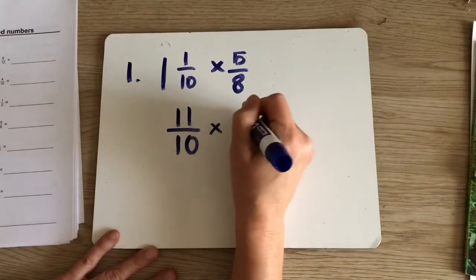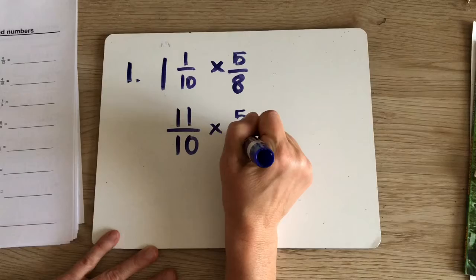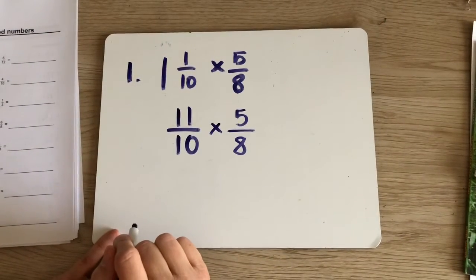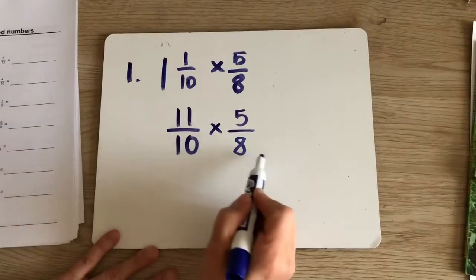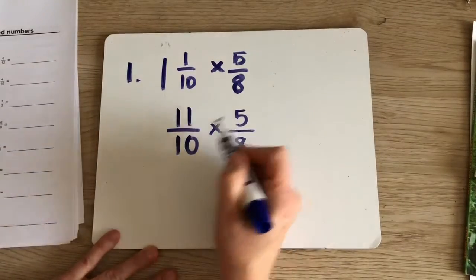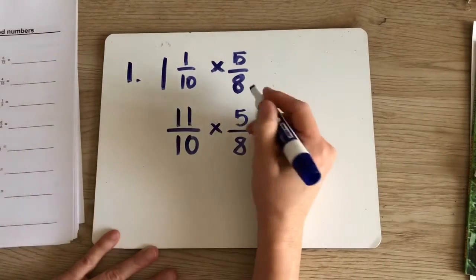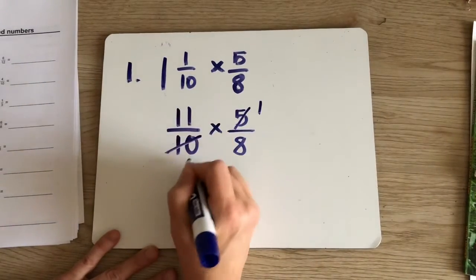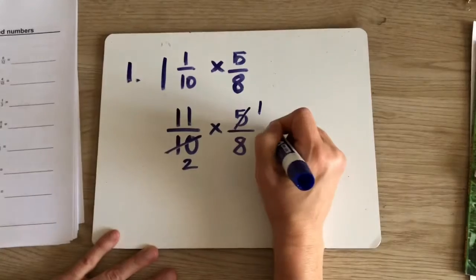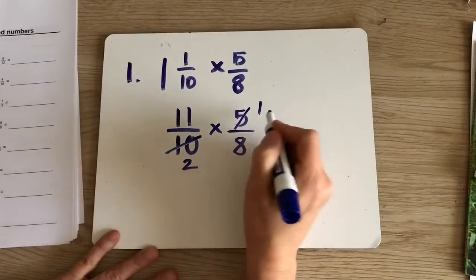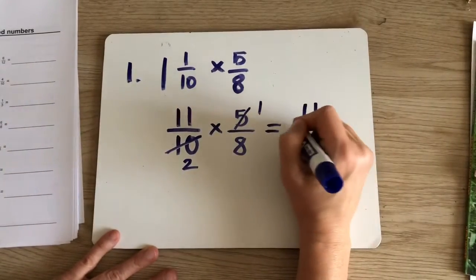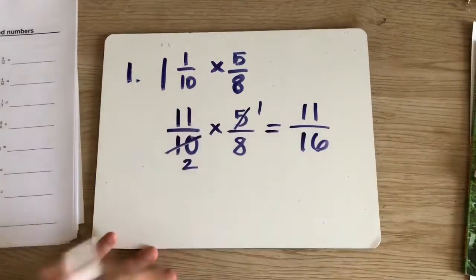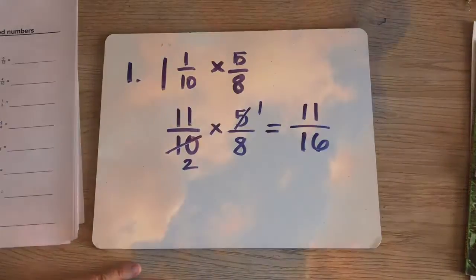And then we multiply that by 5/8. I'm going to check to see if I can cross simplify first, and I can't do anything with 11 and 8, but with 5 and 10 I can. So 5 will divide into 5 once, and 5 will divide into 10 2 times. And then I multiply 11 times 1 and 2 times 8. And that's it.